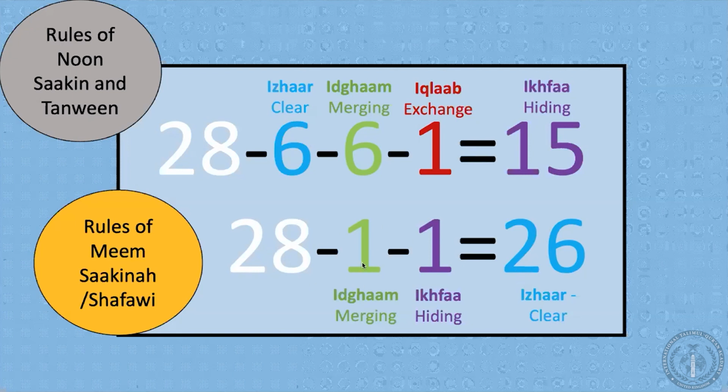So idgham is when one mim meets another mim, and ikhfa is where mim sakin is followed by the ba. If there's no mim and no ba, then the rest of the 26 letters followed after mim sakin will be read clearly. We've also learned noon sakin and tanween. We mustn't confuse the two, because they have idgham and iqlab. This is completely different. So if your hand's up, then you know how to explain this.